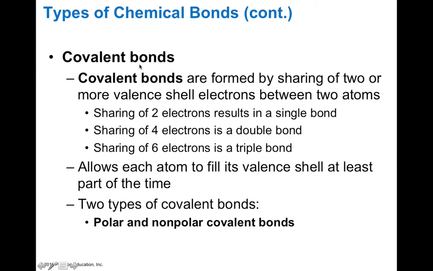Now, covalent bonds are formed by the sharing of two or more electrons. And this differs from the ionic bond because that was where you stole electrons from another atom. Covalent bonds are more of a sharing. So if two electrons are shared between atoms, this results in a single covalent bond. If 4 electrons are shared, it forms a double bond. And if 6 electrons are shared, we form a triple bond.